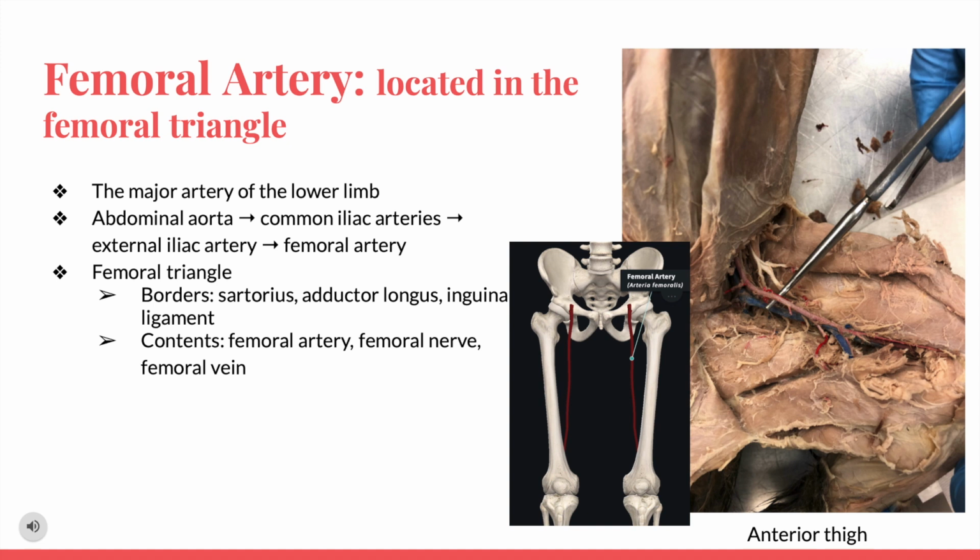The abdominal aorta divides into the common iliac arteries, which then divide into the external and internal iliacs. As the external iliac artery goes under the inguinal ligament, it becomes the femoral artery. The femoral triangle, which contains the femoral artery, the femoral nerve, and the femoral vein, has three borders, which are sartorius, adductor longus, and the inguinal ligament. The picture on the right shows the femoral artery on the anterior thigh of the cat.